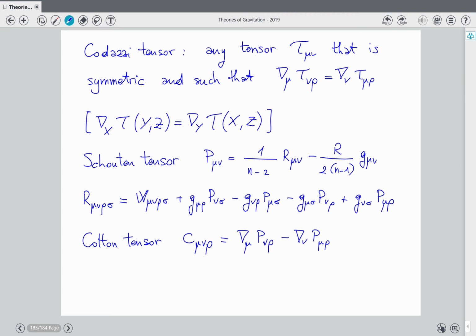I didn't take notes about how the Cotton tensor transforms under Weyl transformations, but I suspect that it transforms nicely. But I don't have it here, so I cannot tell you about that. So we'll leave it there. Good.